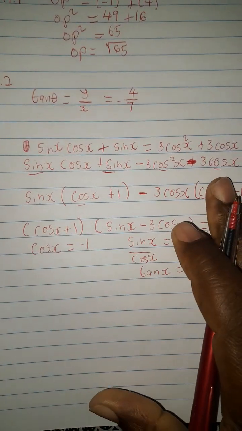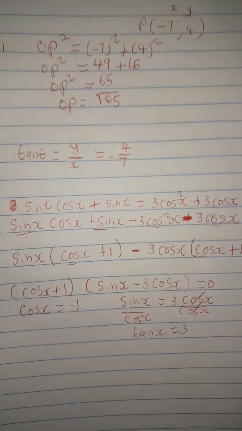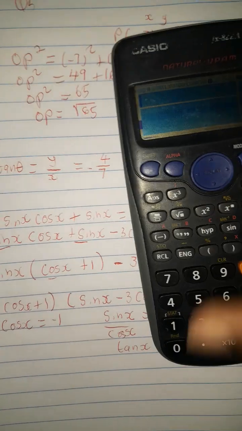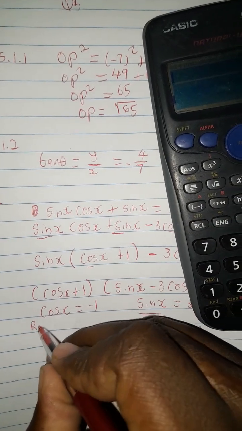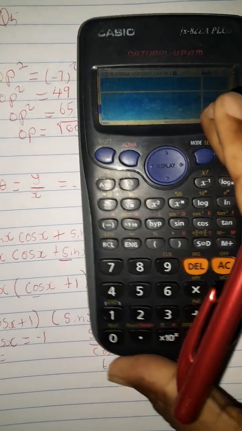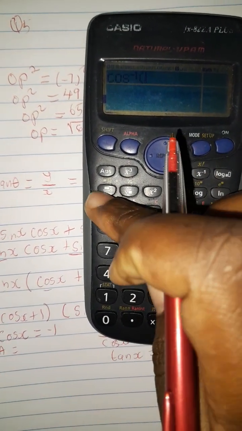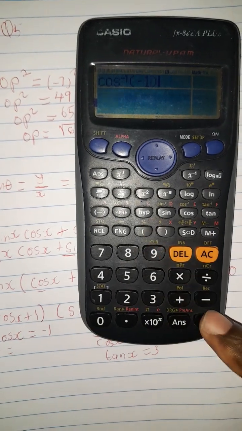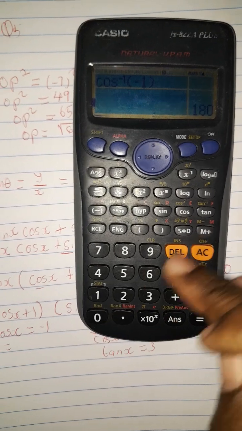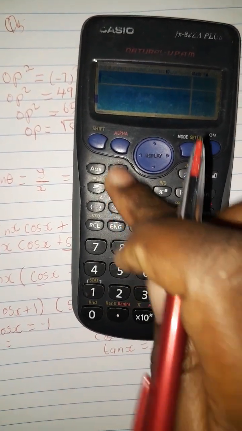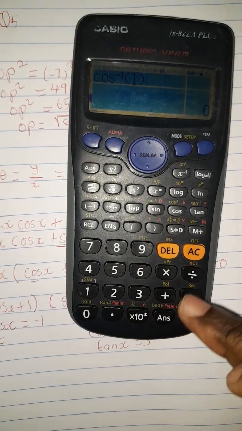Then now we need to find the reference angle. So you can just say cos inverse. When you say cos x equals negative 1, what are we going to have? We're going to have 180. This will be 180. Even if you put the positive value, let's see, when you put the positive value, you're going to have 0.